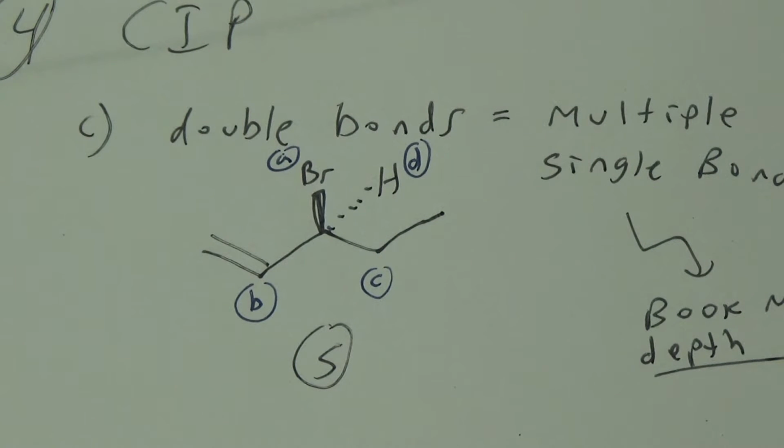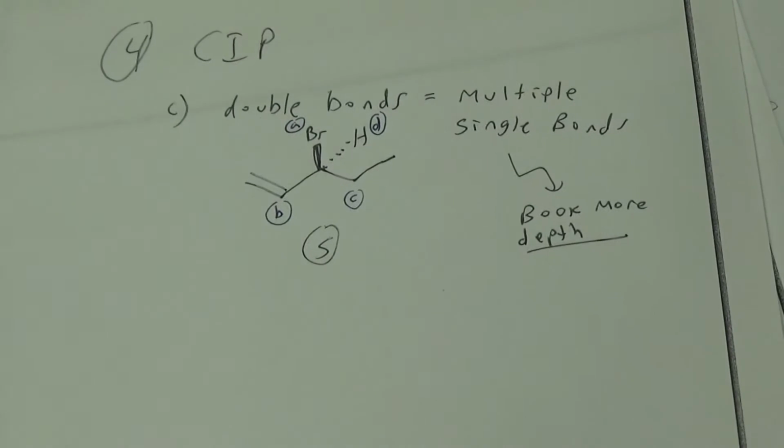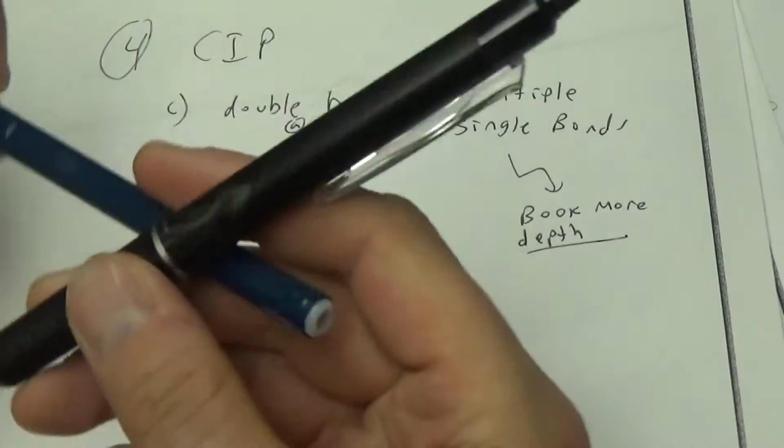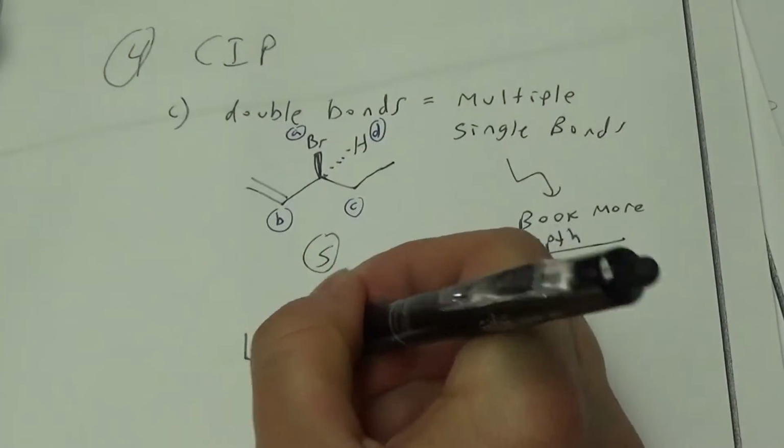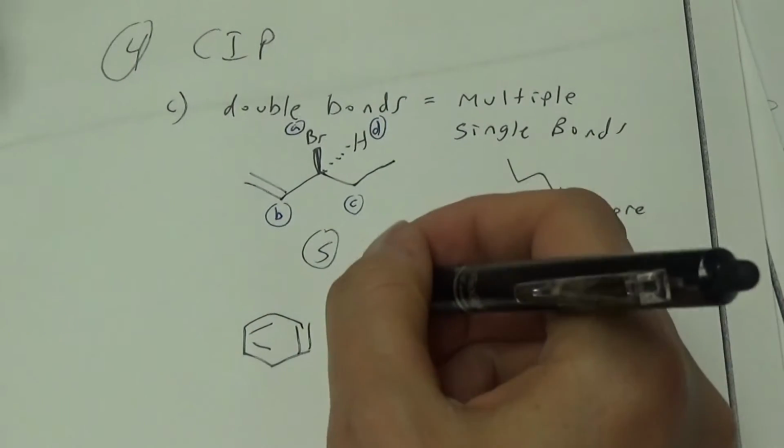All right. So another example of double bonds, which are equal to multiple single bonds. Let's draw a benzene.